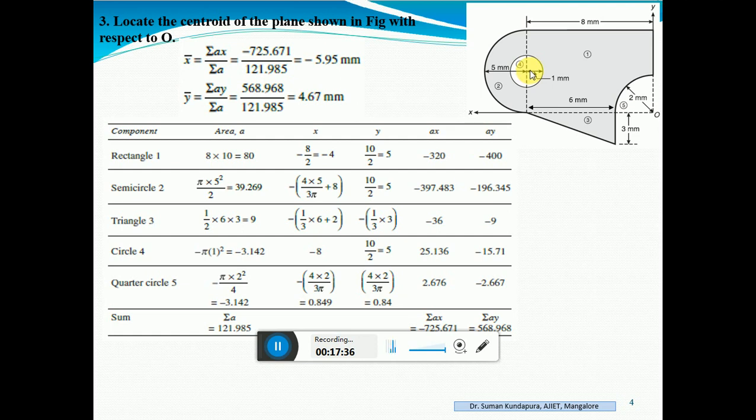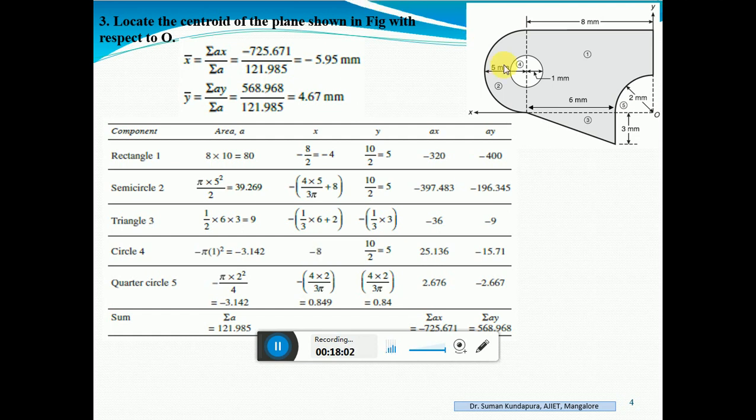Are you getting the point? See, this is the circle whose CG will lie over here. Though its radius is 1 mm, we already know the distance of the CG with respect to the y-axis. So I will write directly 8 mm with the negative sign because it is in the negative x-axis. Correct? Yeah. So next one is the y distance.